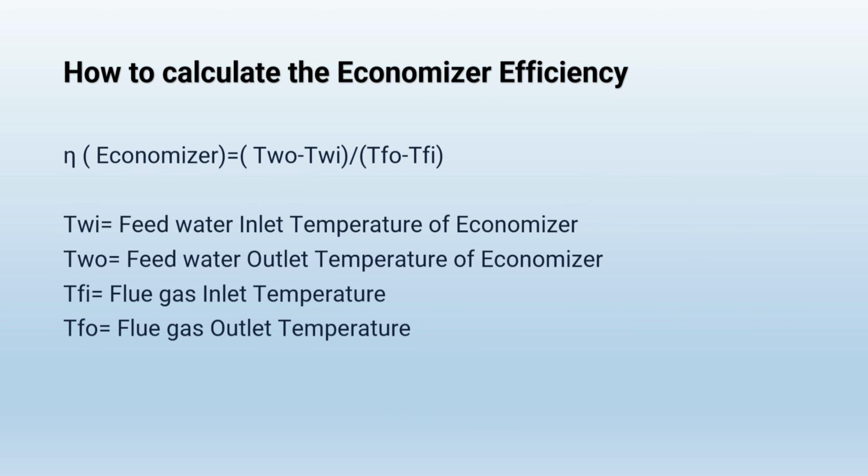Now we will discuss how to calculate the economizer efficiency. Here is the formula. Efficiency of economizer is equal to feed water outlet temperature minus feed water inlet temperature, divided by flue gas inlet temperature minus flue gas outlet temperature.